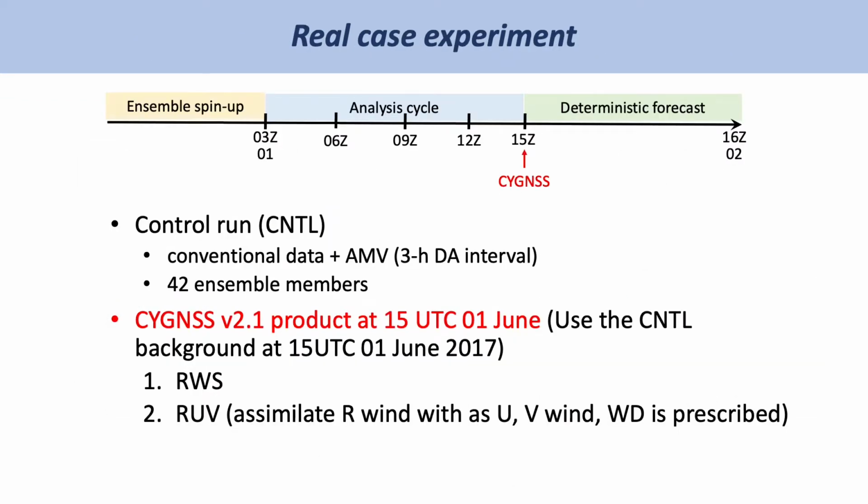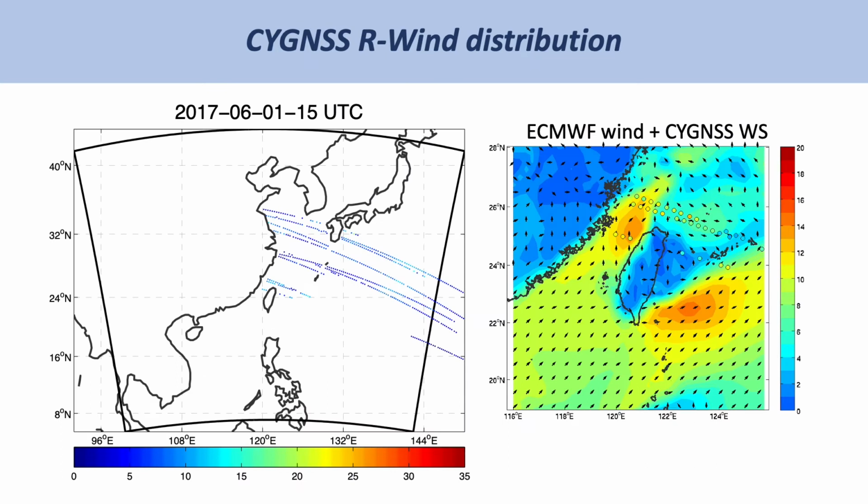So then based on the experience from the OSSE, we go ahead and conduct the real case experiment. Basically it's the same setup as the OSSE, except that we assimilate thickness data at 15Z. In the following, we will be looking at the control experiment, RWS, which assimilates wind speed, and RUV, which assimilates R-wind as the UV wind components, with the wind direction prescribed.